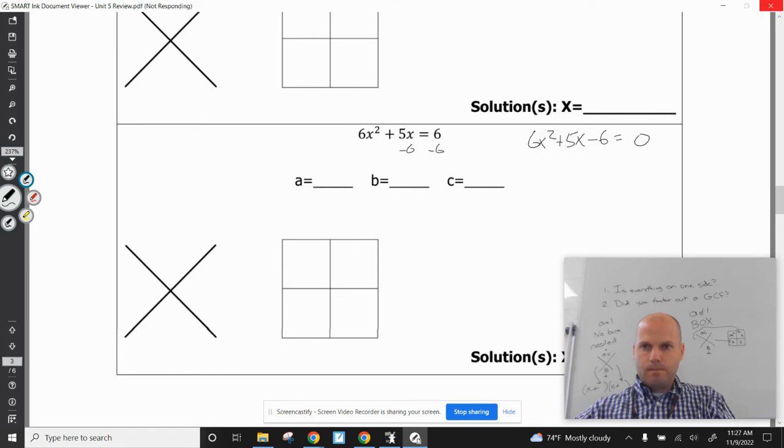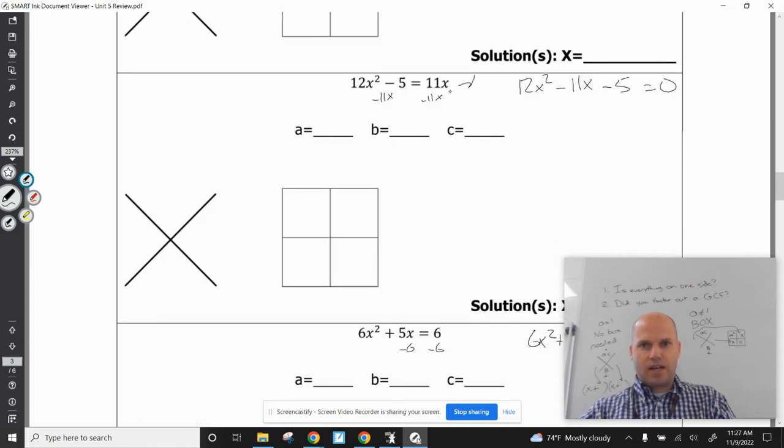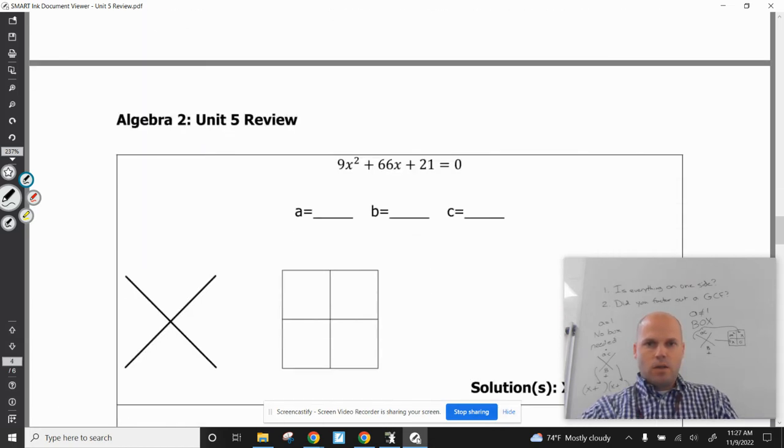Where is it? There you go. That's why I got that 0 right there. 6 minus 6 is 0. Did the same thing here. 11x minus 11x, that's 0. Okay?